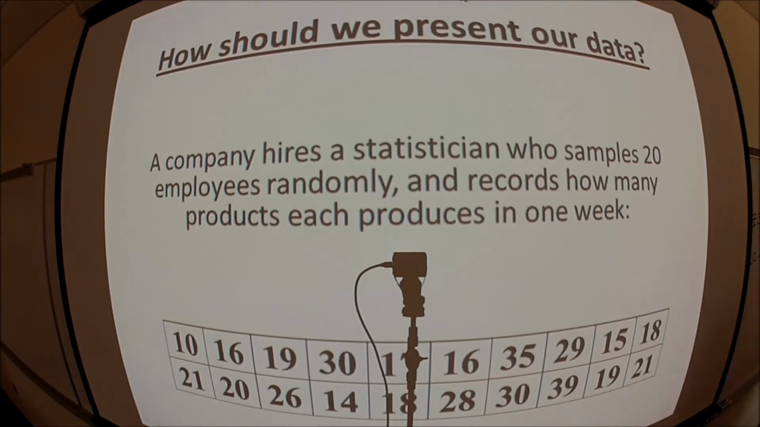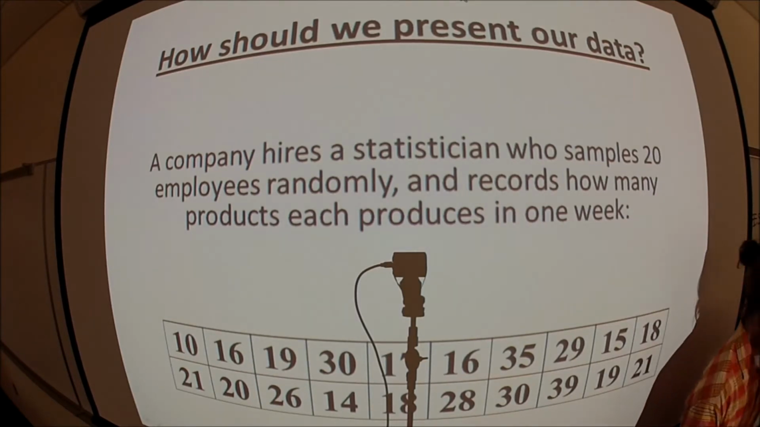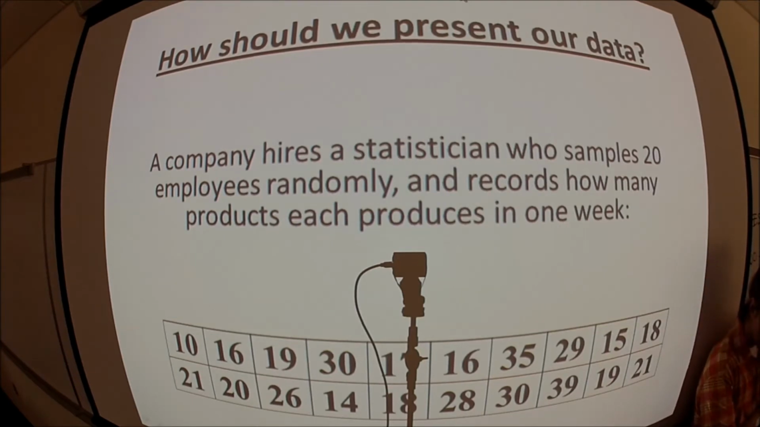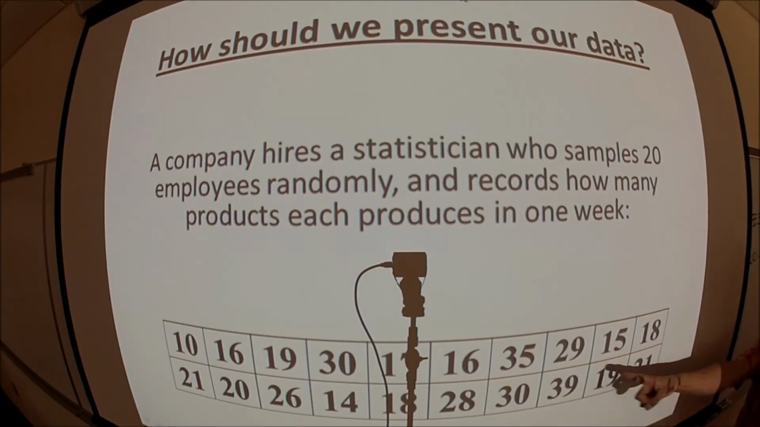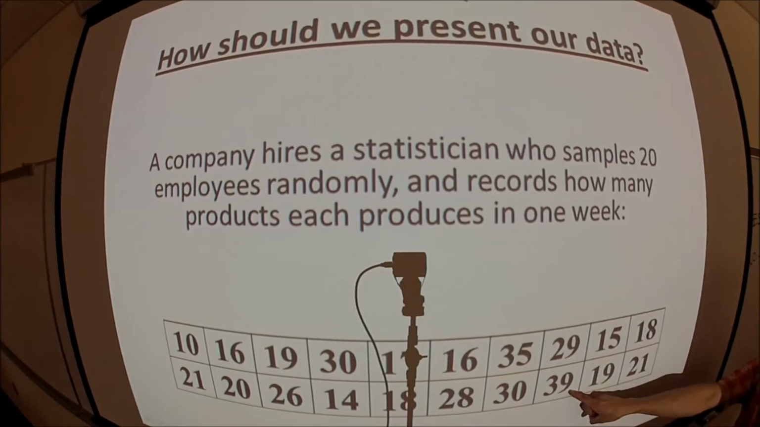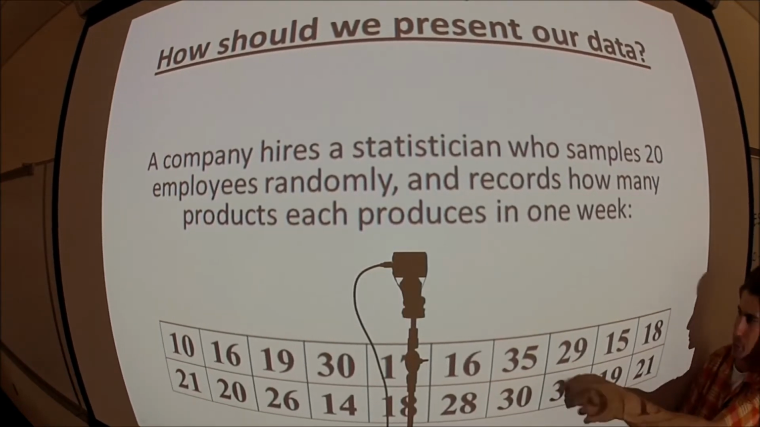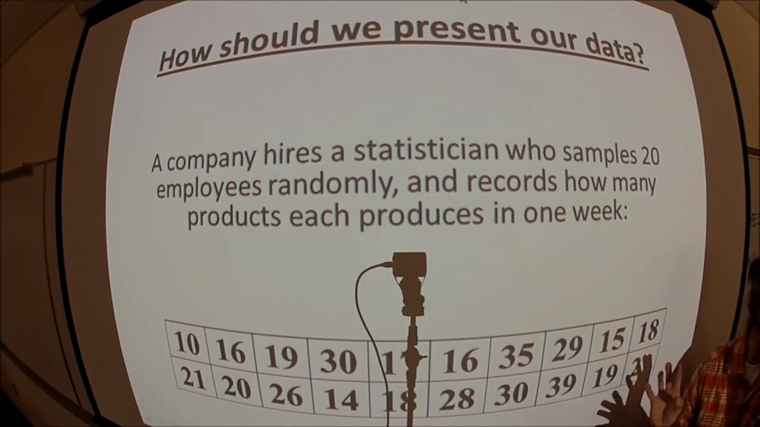Who's the slacker this week? Let's define slacker. I like this whole idea of a definition, Robin. A slacker is someone who makes the least amount of products. Who's the slacker? 10. Was it immediately obvious when the data was dropped in front of you? Who's the overachiever? 39. Okay, good. Now, how would this be easy? 35, actually. 35? We got 39. But you see the problem right there? Is it 35? Is it 39? Your eyes are going all around, scanning.